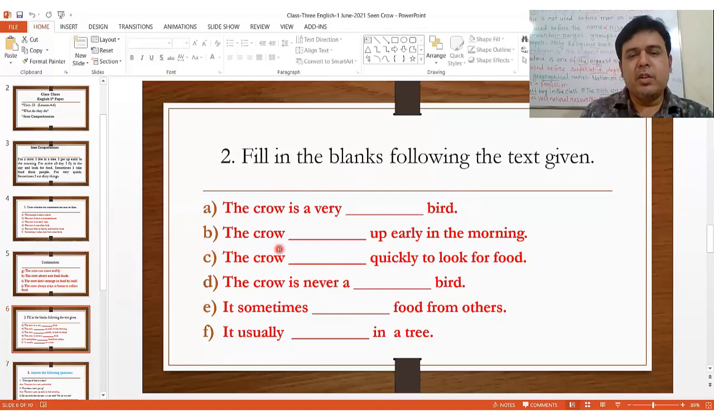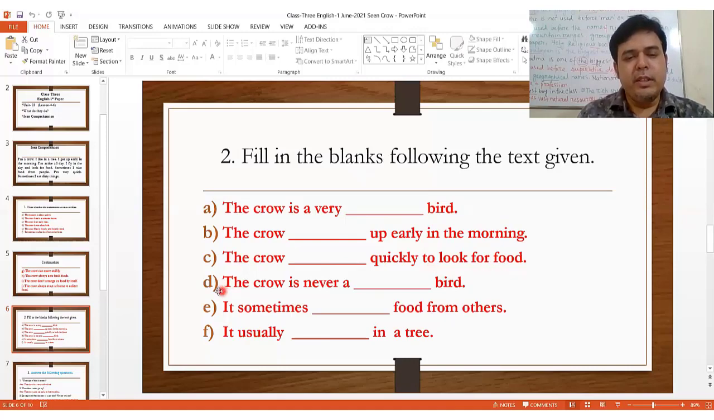Number B, the crow dash up early in the morning. The crow gets up. If you give here only get, it will be a wrong answer. As the crow is third person singular number here, you must give gets up. Number C, the crow dash quickly to look for food. The crow flies quickly to look for food.